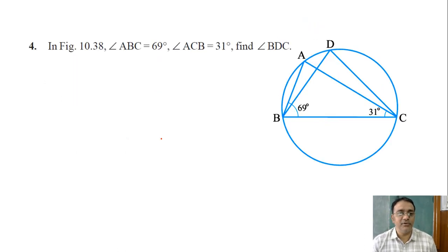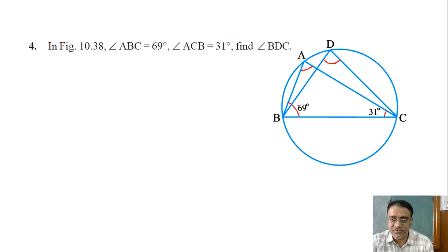Now we'll move towards the fourth question. In figure 10.38, angle ABC is equal to this complete angle 69 degrees, and ACB is equal to 31 degrees. Find BDC. This angle we have to find. So what we will do, we will find this angle first.